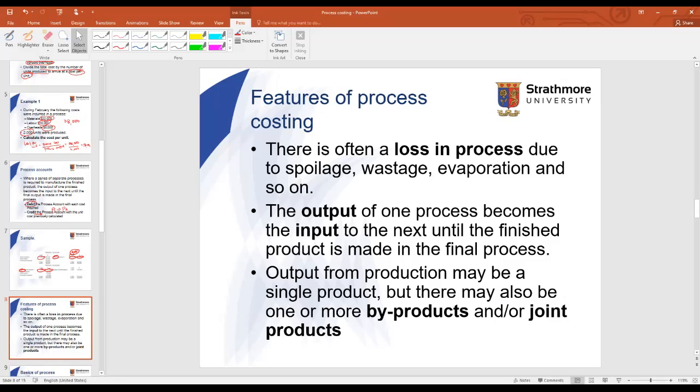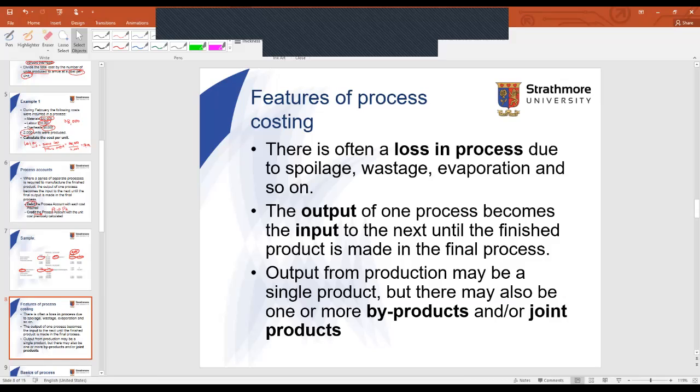I think we discussed this already: the output of process 1 becomes the input of the next process, the same unit at the same cost.